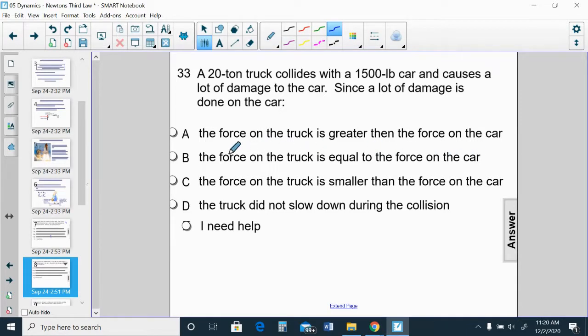Since we're talking about Newton's third law, no matter the size of the objects, the force between them will be equal, just in opposite directions.